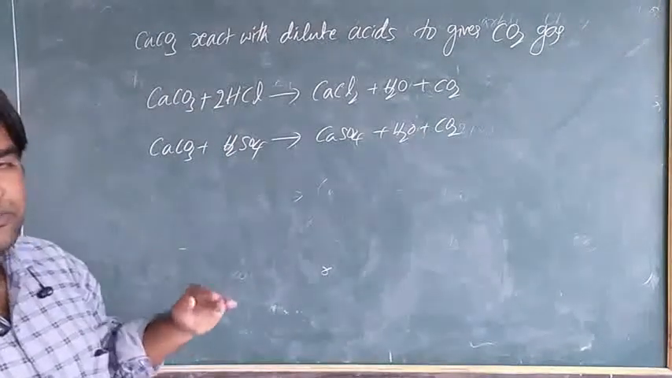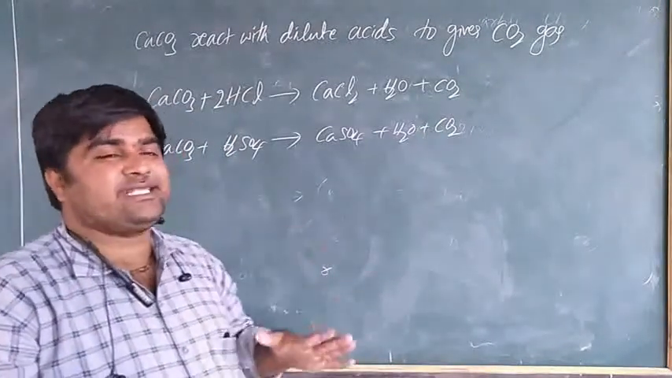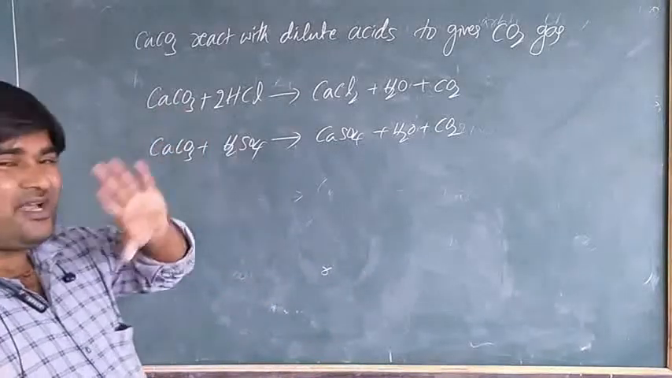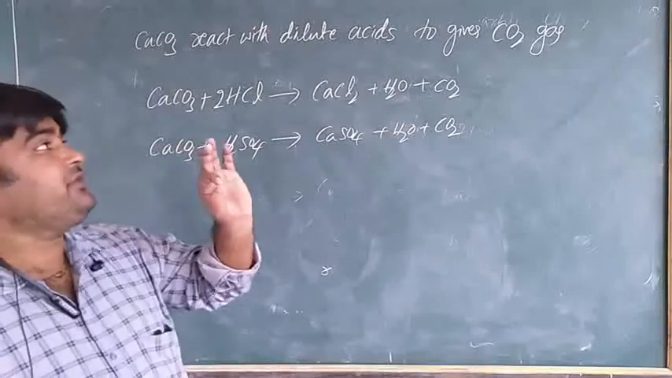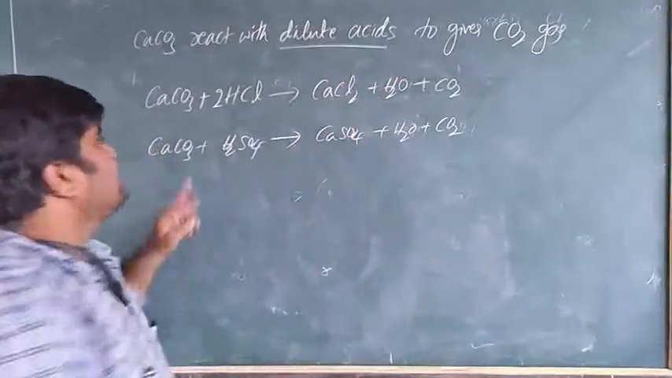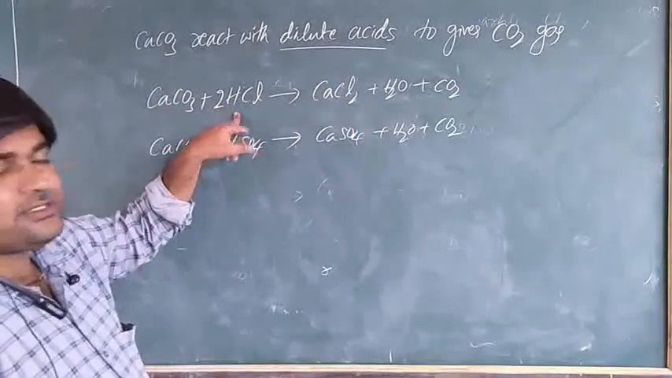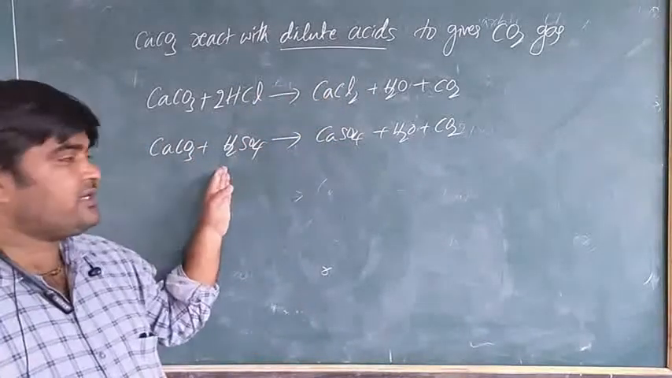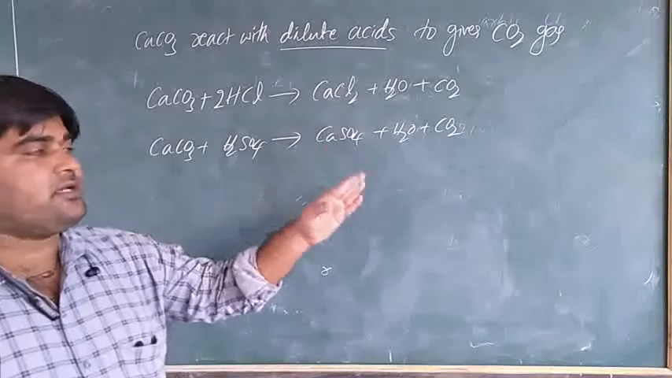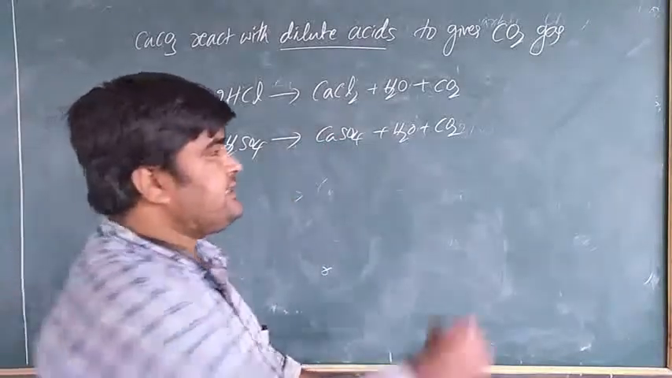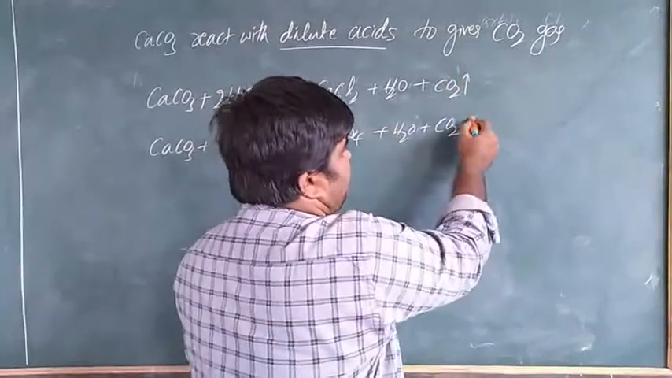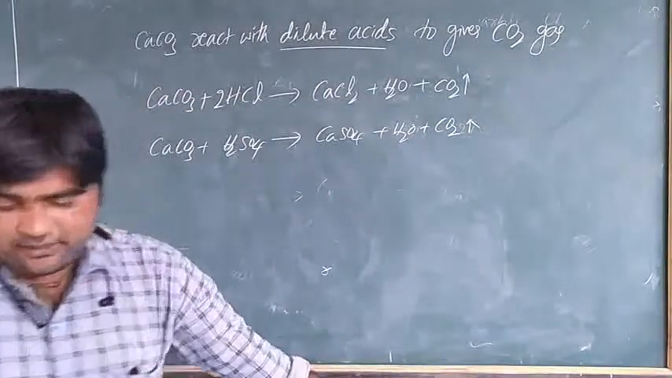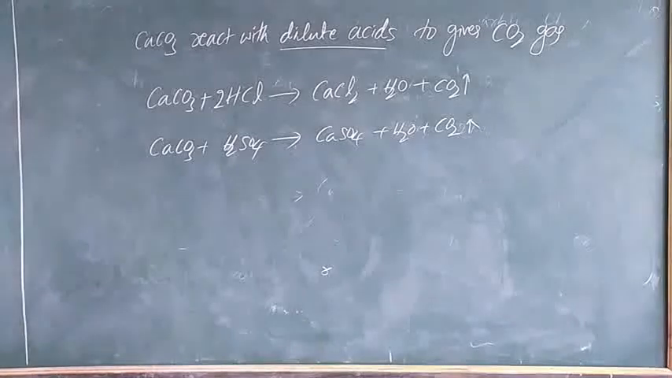So calcium carbonate reacts with dilute acids to give carbon dioxide. Dilute only, not concentrated. With hydrochloric acid it forms calcium chloride, water and carbon dioxide. With sulfuric acid it forms calcium sulfate, water and carbon dioxide. Gas is released. Is it clear what I am saying?